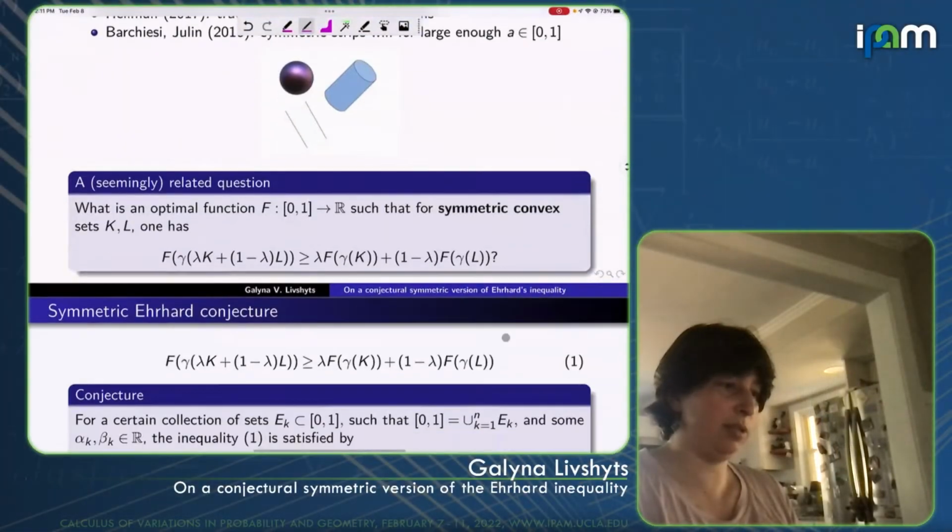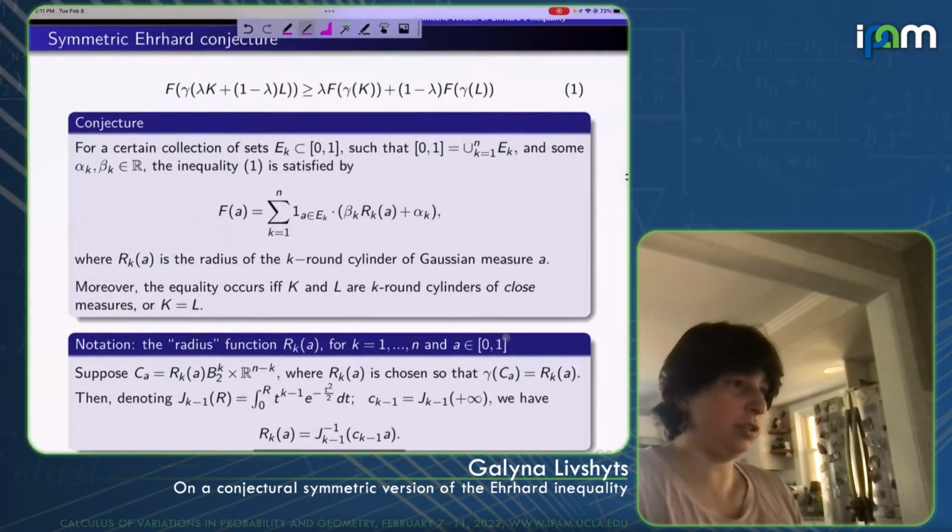Let me discuss a seemingly, maybe only seemingly, related question. What is the optimal function such that for all symmetric convex sets K and L, we have this inequality as written here? Notice there is a slight difference: I only permit convex sets here. So for instance, I don't want to look at their complements. I talk about symmetric convex sets. So the question is, what is the best function?